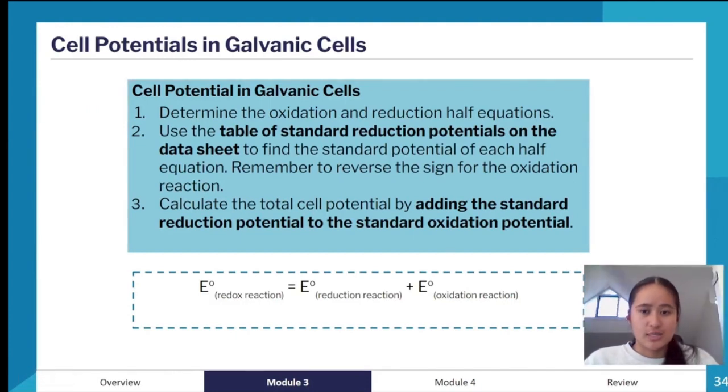So now we'll talk about cell potentials in these galvanic cells. How you go about these kinds of questions is firstly to determine the half equations, and then use the table of standard reduction potentials that is on your data formula sheet. You find those half equations that you determined were a part of the galvanic cell. And then you calculate the total cell potential by adding those together. It's important to note that on the data sheet, they're reduction potentials, not oxidation potentials. So for the oxidation half reaction, you'll need to change that potential into the opposite sign, basically. We'll go through an example so you can see what I mean.